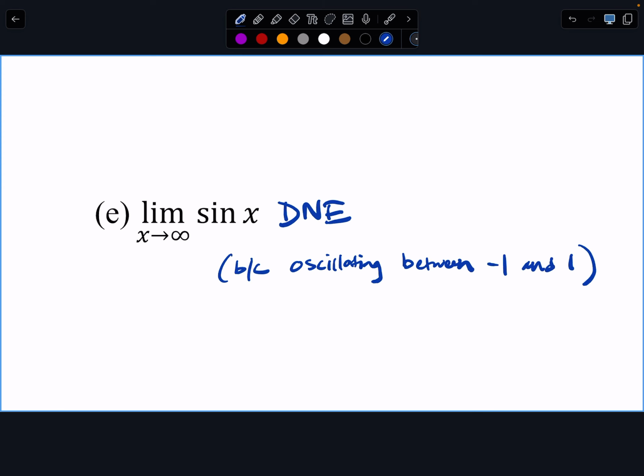So the limit is DNE, which tells us something about the end behavior, right? Like the fact that the limit as x approaches infinity is DNE and not infinity or negative infinity, that tells us something.